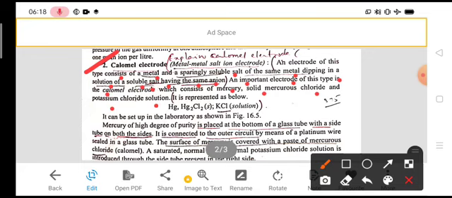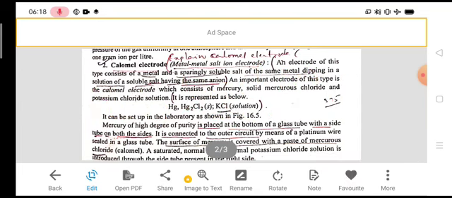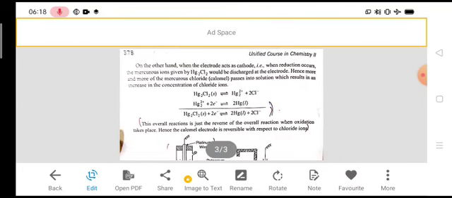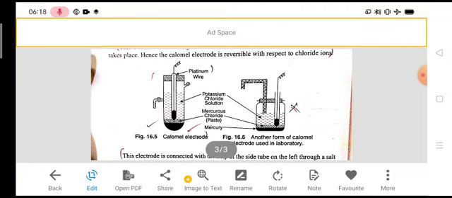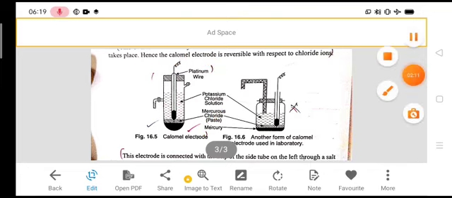This is represented here. Calomel electrode contains pure mercury and solid mercurous chloride and saturated potassium chloride solution. The calomel electrode is shown here. This is the diagram of the calomel electrode. So in this I want to explain the parts.